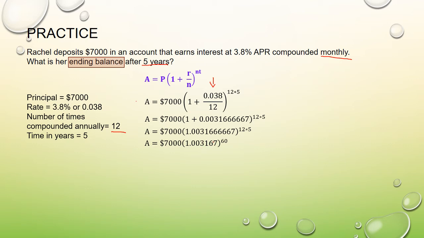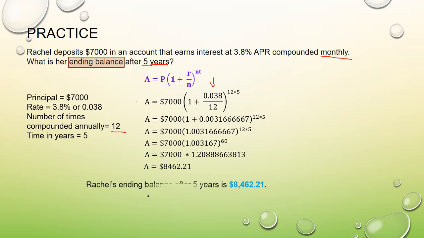I simplified this, as you can tell, just because it might not make a difference. But if you're using a calculator, you can leave the whole number in and you're not really wasting time writing it out. Alright, evaluate that to the 60th power. We get 1.20888663813. Multiply that by 7,000. That gives you $8,462.21. So that's how much Rachel would earn after 5 years.